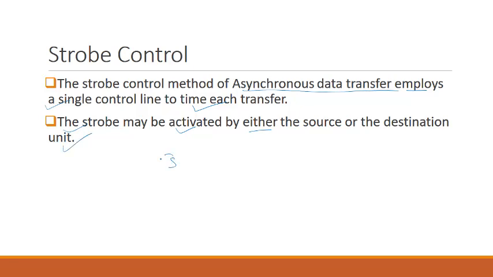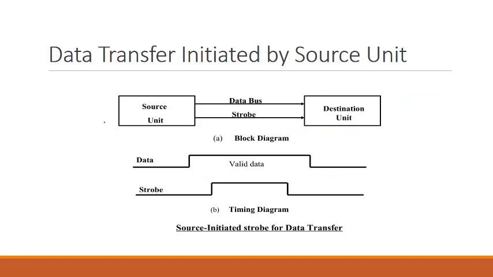That means the sender can initiate the strobe control signal to the destination, or the destination can send the strobe control signal to the sender. So this is the data transfer initiated by the source unit. Here the source unit sends the data and sends a strobe signal to the destination unit.